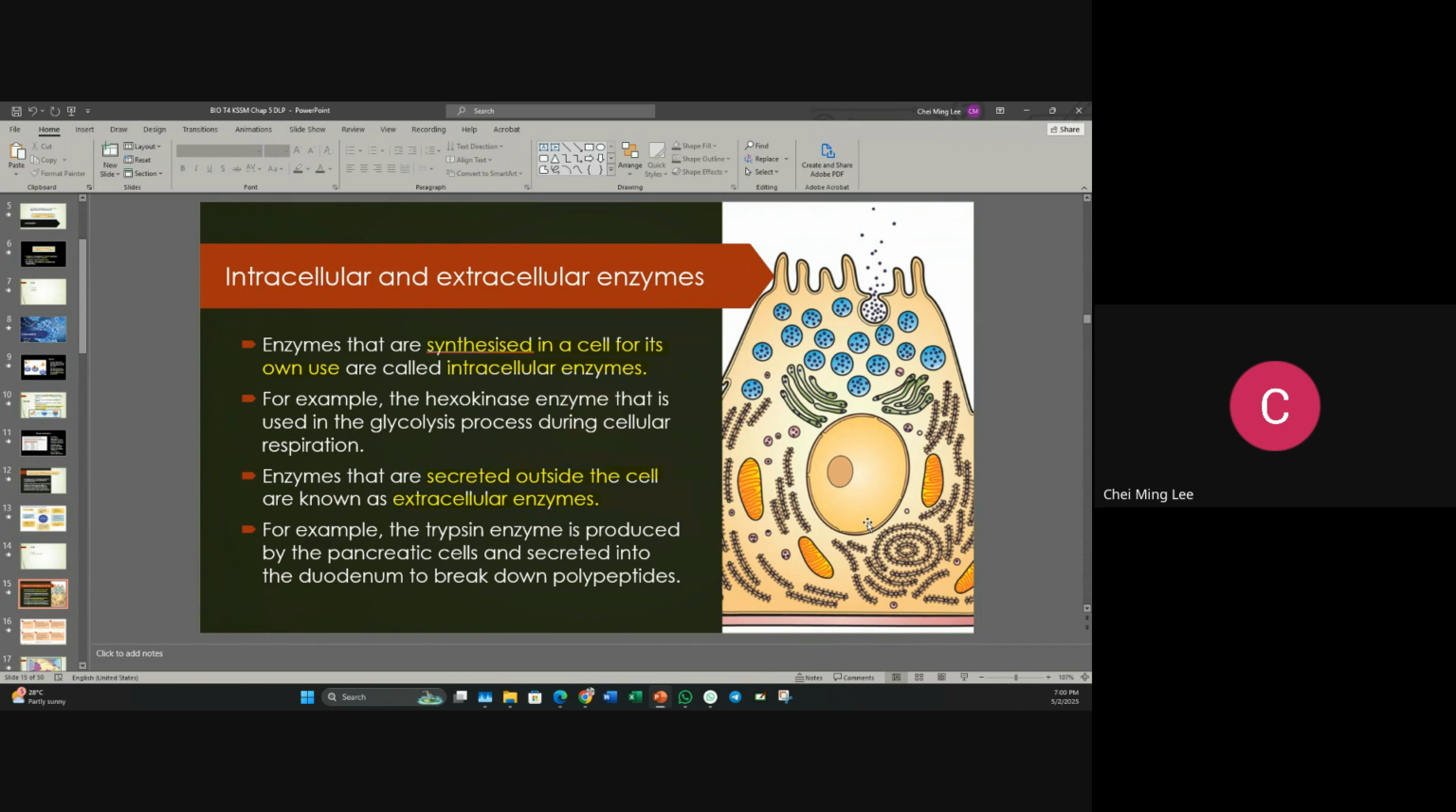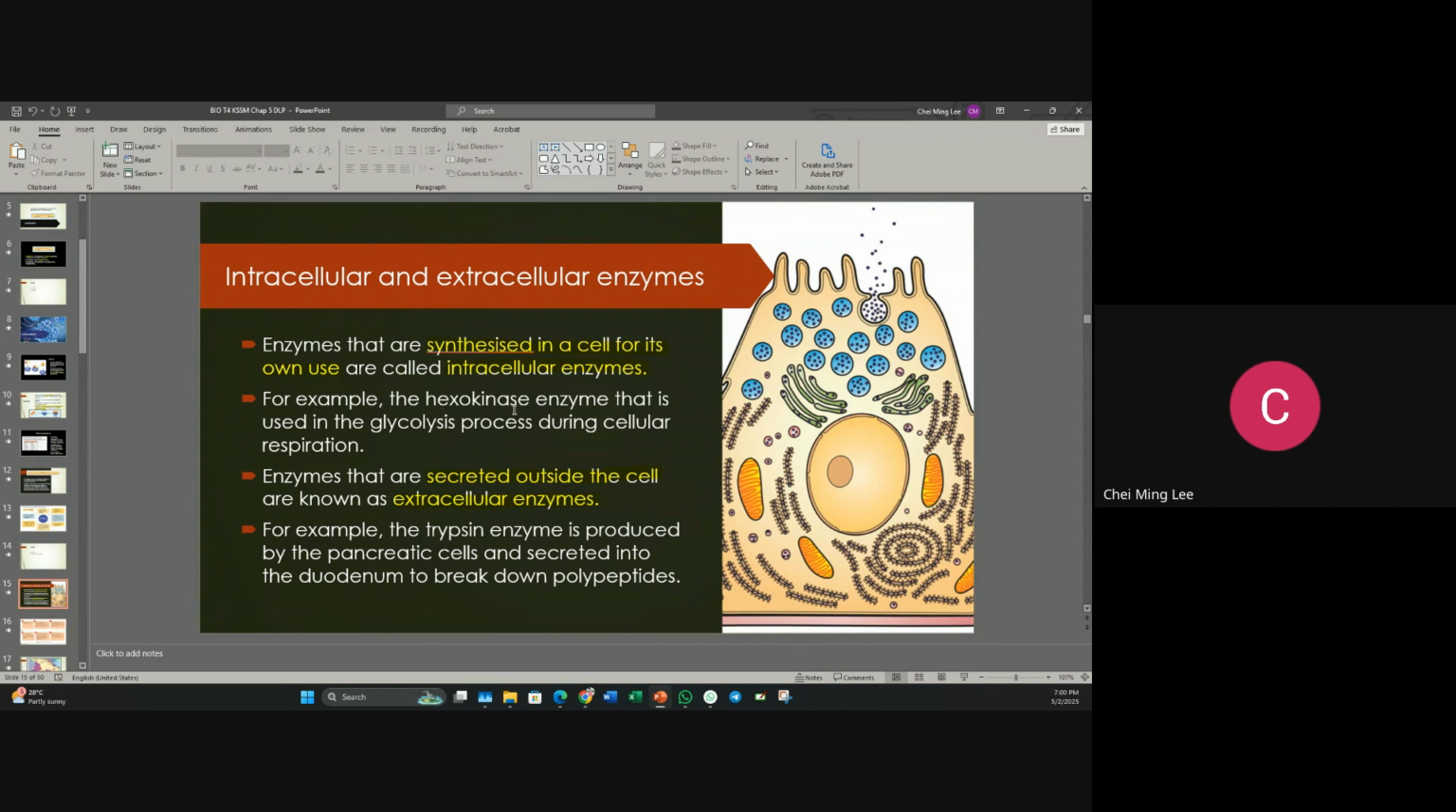For example, the digestion enzymes, mostly like in your stomach, your amylase, and then your intestines, your sucrase. All these enzymes are called extracellular because they are released out. Intracellular is the one that is used within the cell. So the enzymes that are used in the cell for its own use, we call intracellular enzymes.